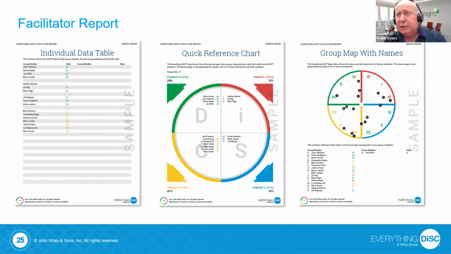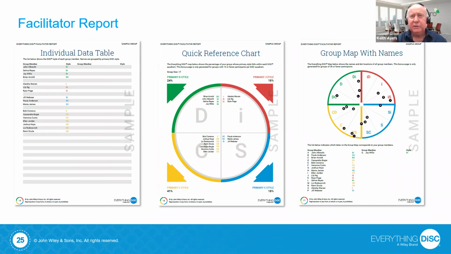You'll also see, if you can read the small print, this bonus page is only generated for groups of 26 or fewer participants. Simple reason, there's only 26 letters of the alphabet. So if you have 27 people, this page won't produce. It just won't generate when you generate the report, okay?